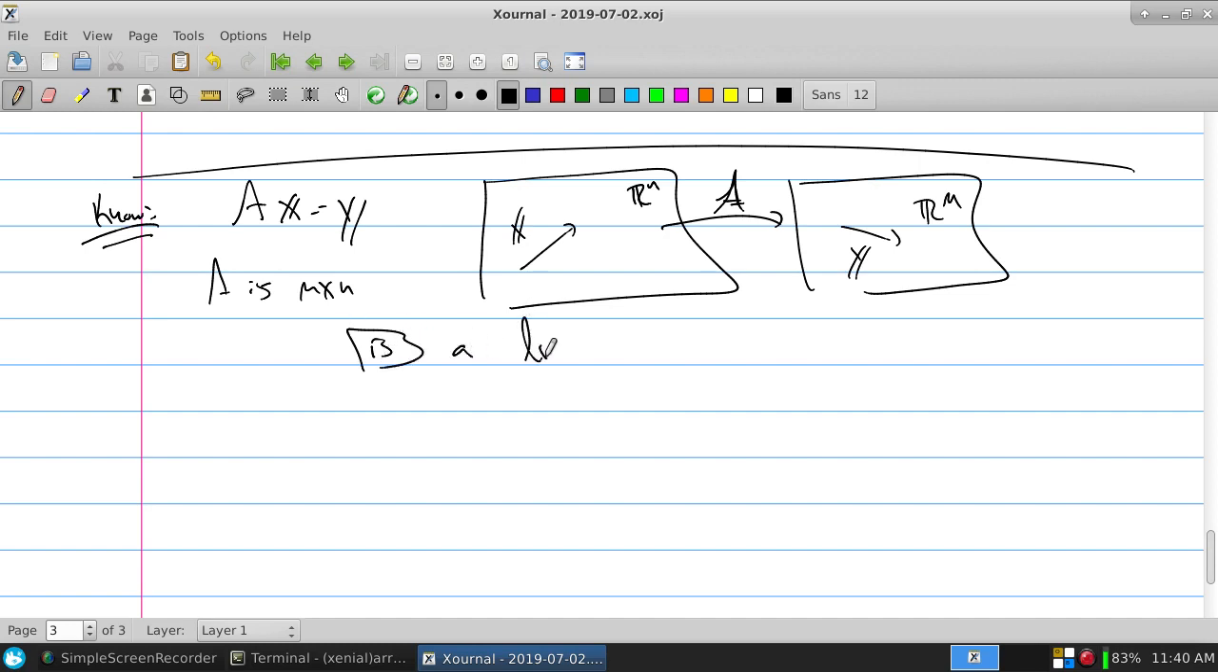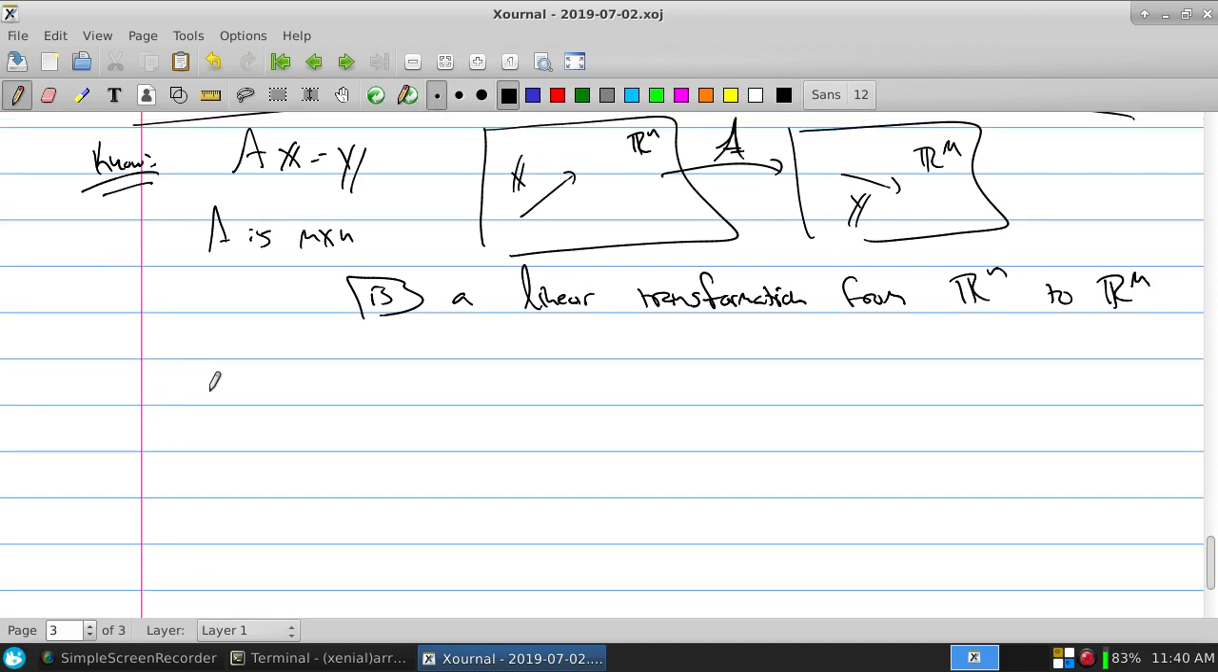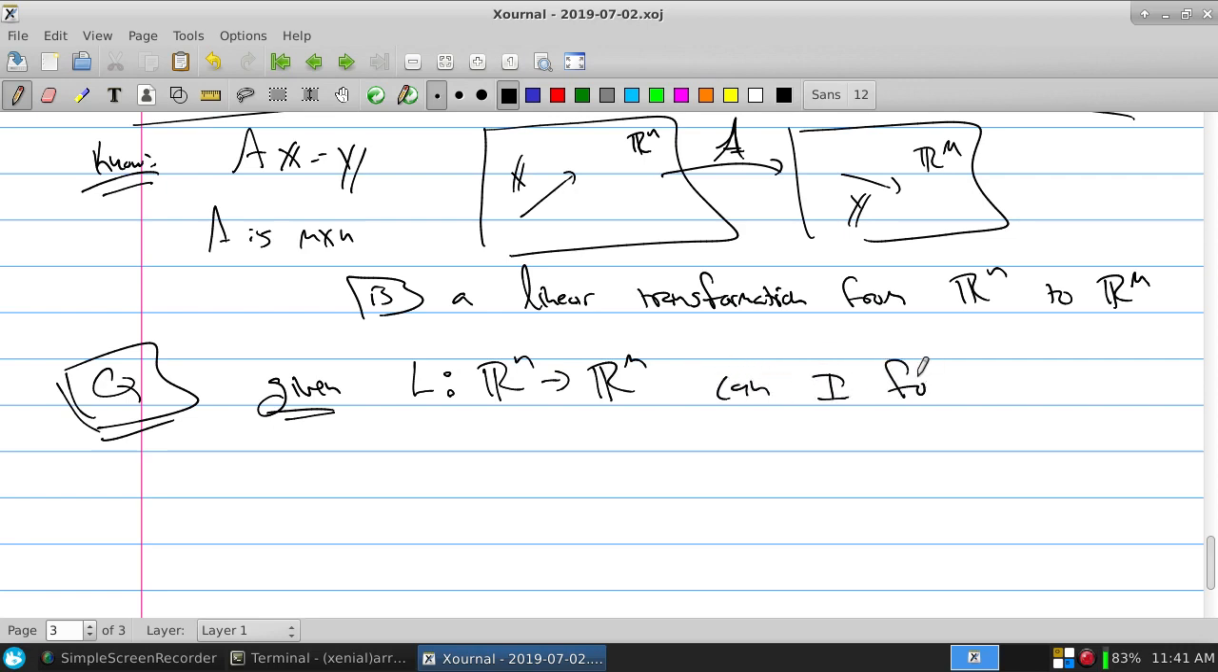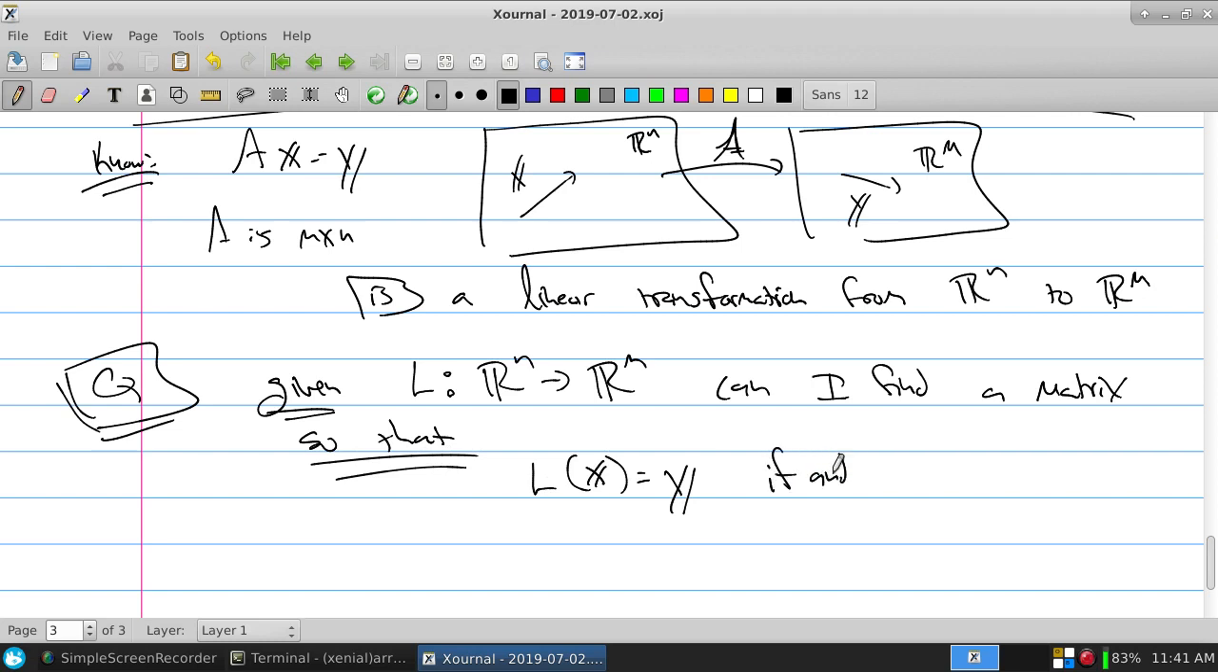This is a linear transformation from Rn to Rm. The question that's posed is: if you are given a linear transformation, can I find a matrix so that if you transform X into Y, that's true if and only if this matrix times X is also Y?